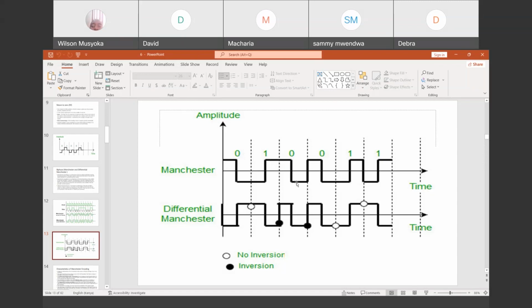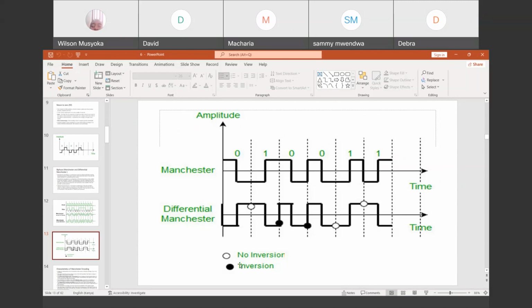But since the next value is going to be a 0, then what happens? There is going to be that change, so that the 0 begins again from the positive side and comes down. Where there is a 1, we are not going to have a transition.